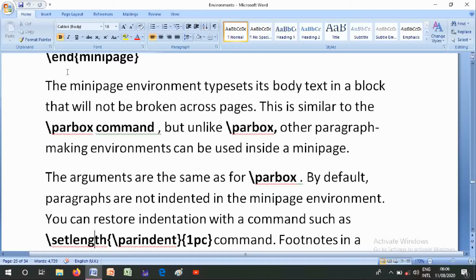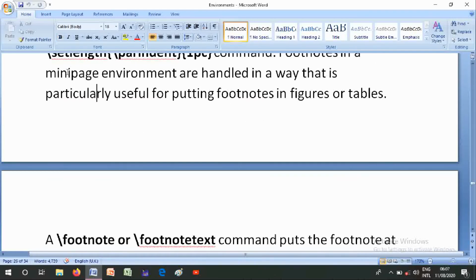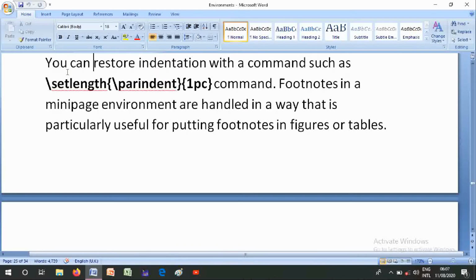By default, paragraphs are not indented in the minipage environment. You can restore indentation with a command such as \setlength{\parindent}{1pc}.